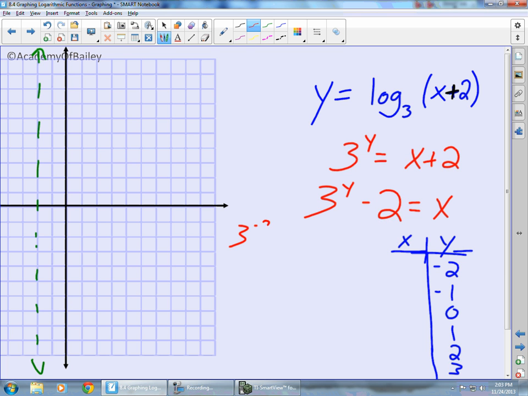3 to the -2nd power minus 2. 3 to the -2nd power, 3 to the 2nd power is 9, so 1/9 minus 2, well, we need common denominators, so that's going to be 18 over 9. 1/9 minus 18 over 9 is going to give us -17 over 9. 3 to the -1st power minus 2, that's just going to be 1/3 minus common denominators, 6/3.